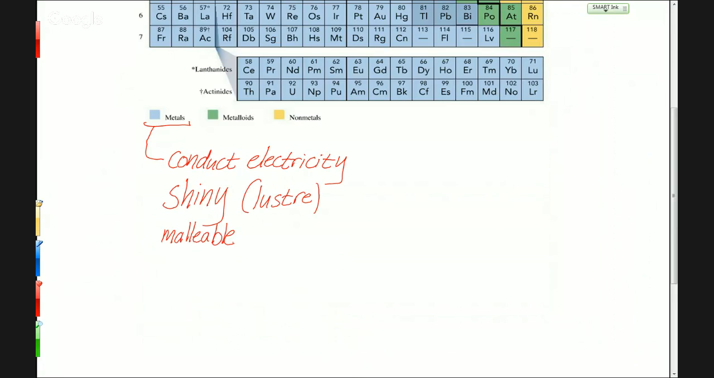So metals are malleable, and that is unique to them, that if you hit a metal with a hammer, you can spread it out, you can flatten it, you can dent it, you can bend it, and you don't break it necessarily.